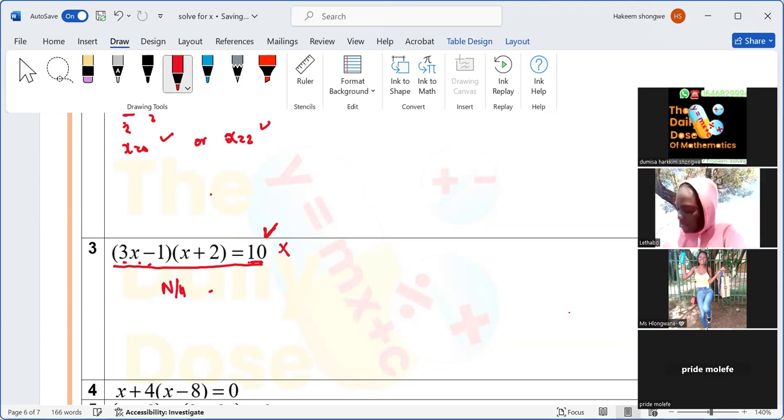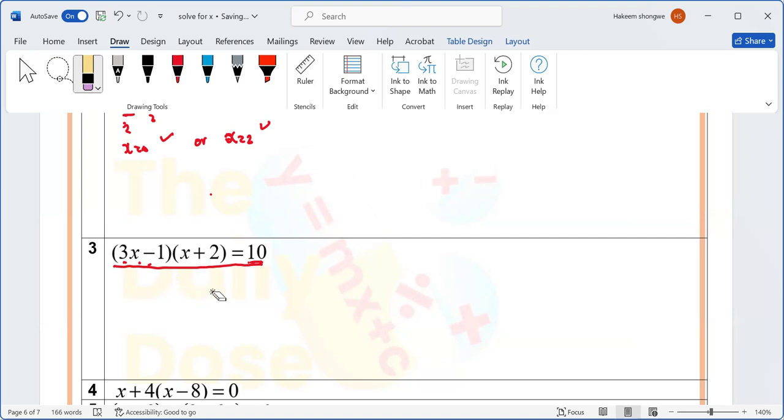Mina did it. You did it. You didn't use the zero factor, how did you do it? Esther? I said 3x minus 1 is equal to 10 or x plus 2 is equal to 10. And then I say it doesn't apply.